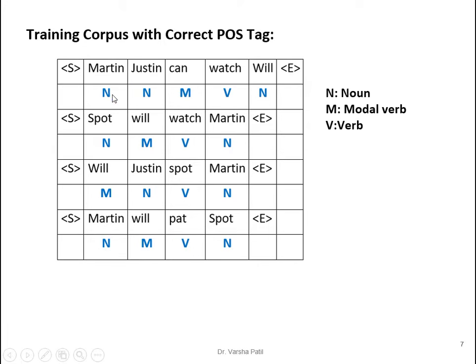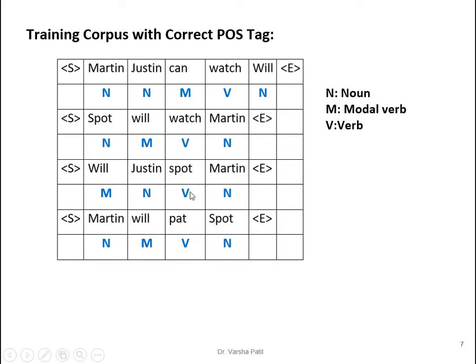For example, Martin is a noun, Justin is a noun, and can is a modal verb, because here it does not act as a noun but as a modal verb. Watch is a verb. Will, here, is a noun. Then in Spot will watch Martin, Spot is a noun, will is a modal verb, watch is a verb, Martin is a noun. In Will Justin spot Martin, will works as a modal verb, Justin is a noun, and spot here acts as a verb. Then Martin is a noun, will again acts as a modal verb, pat is a verb, and Spot is a noun.